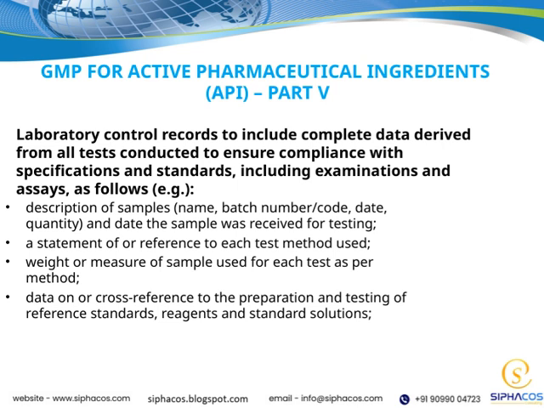We also need to specify the test methods used for each analysis. Whether it's a chemical assay or a physical examination, referencing the exact method ensures transparency and reproducibility. Additionally, records should include the weight or measure of the sample used for each test, as per the specified method. This detail is crucial because the accuracy of our testing depends on it. Lastly, we should keep data related to the preparation and testing of reference standards, reagents, and standard solutions. Cross-referencing this information helps verify the validity of our test results.